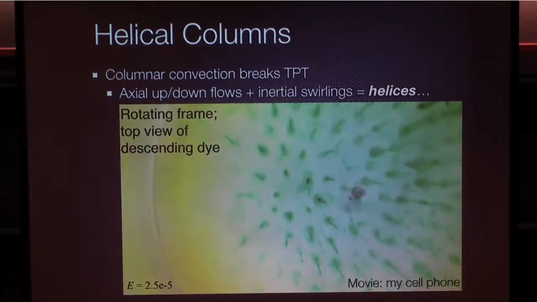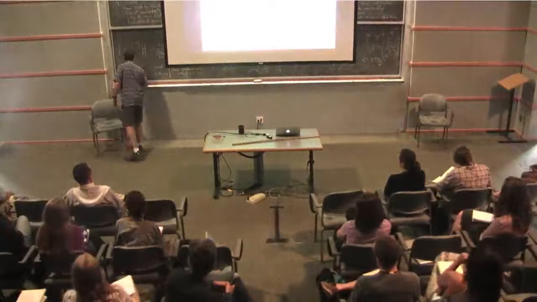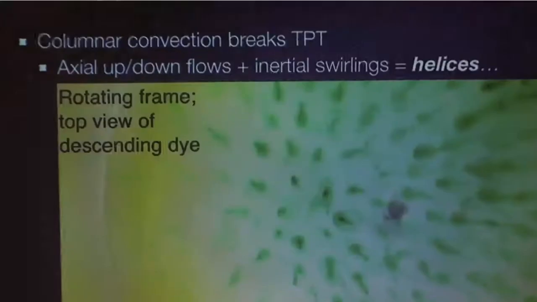So Ekman, if you remember, well, I don't think I ever defined it. It's the viscosity over 2 omega times the height squared. And again, you can think of it as the rotation time over the viscous diffusion time, or as the viscous force over the Coriolis force. In Earth's core, this is about 10 to the minus 15. So 10 to the minus 15 to the 1/3 is 10 to the minus 5. Even though we've got a big core that's about 2,000 kilometers deep, if you do 10 to the minus 5 times that, you end up with maybe 20 meter or 100 meter separations.